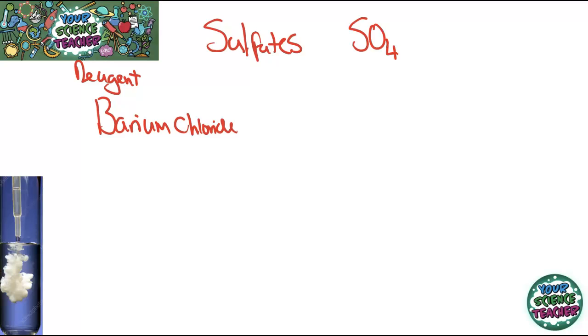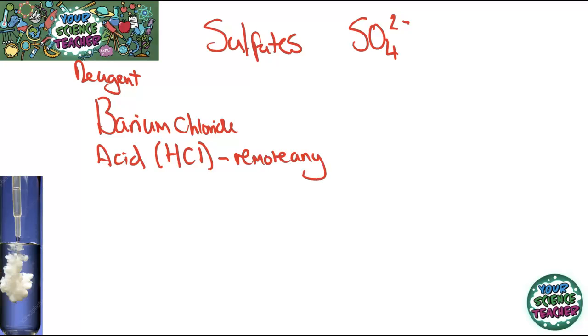Remember, sulfates are SO4 2 minus. So I could add hydrochloric acid, and I'll just put that in brackets. I just want to add that as a note. The reason why we do this is to remove any impurities, mainly carbonates. So what happens when I add barium chloride to a sulfate containing compound is I make a white precipitate of barium sulfate.